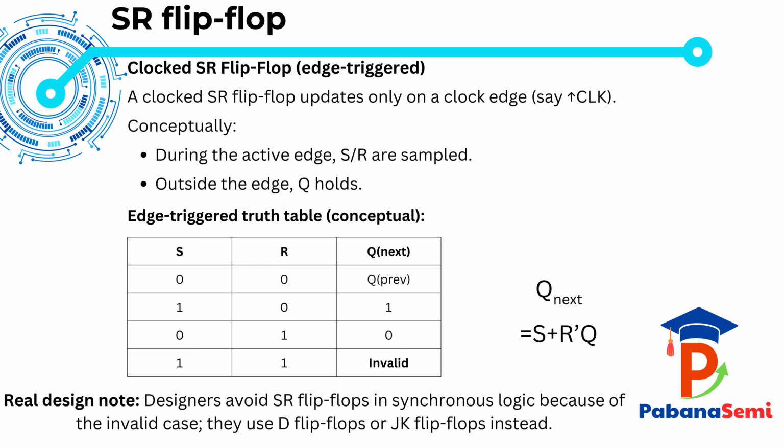The next state equation summarizes the behavior. Q next equals S plus R bar times Q. One practical note: in real synchronous digital systems, designers usually avoid SR flip-flops because of this invalid case. Instead, they prefer D flip-flops or JK flip-flops. So remember, SR flip-flop updates only at the clock edge, but it still has the invalid input combination.